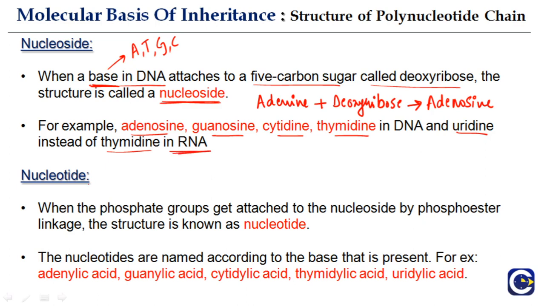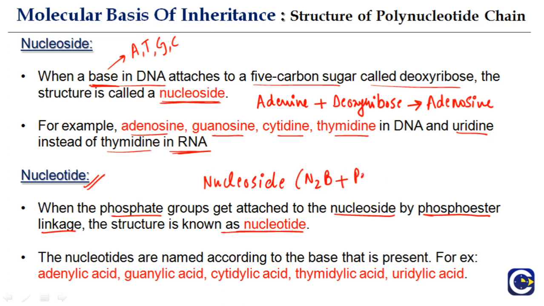And then what is a nucleotide? We already know, nucleotide is the structural unit of nucleic acid. When the phosphate group gets attached to the nucleoside by phosphoester linkage, the structure is called a nucleotide. We have done this multiple times by now, that nucleoside contains what? It contains the nitrogenous base plus the pentose sugar. Which is the pentose sugar? In DNA it is deoxyribose and in RNA it is ribose. When nucleoside plus phosphate group is formed, it is called a nucleotide.